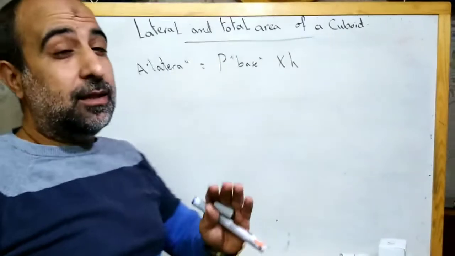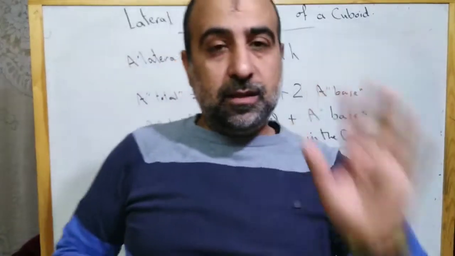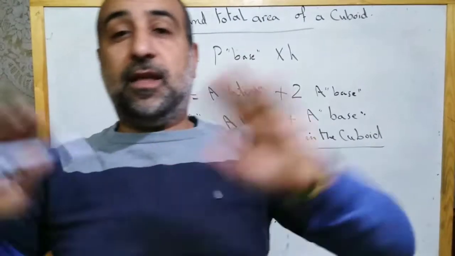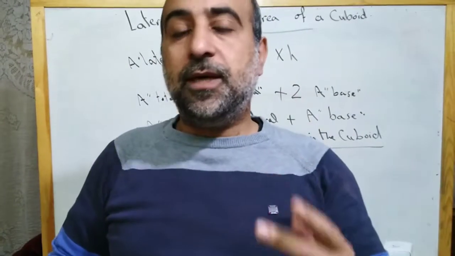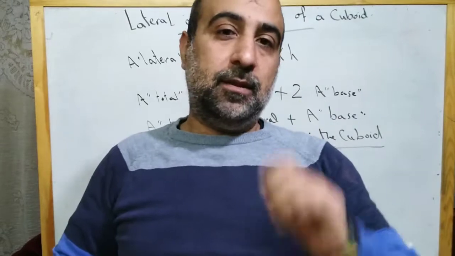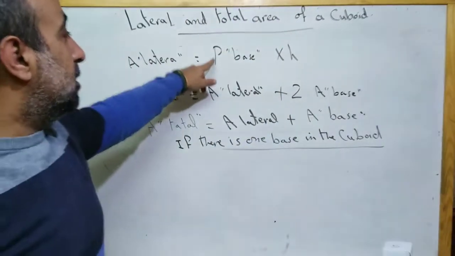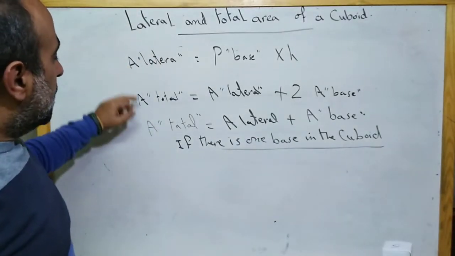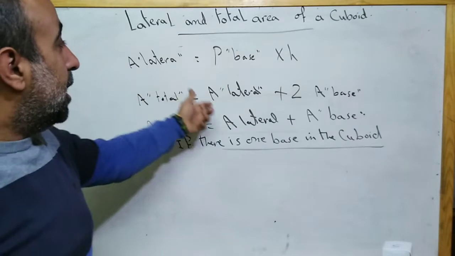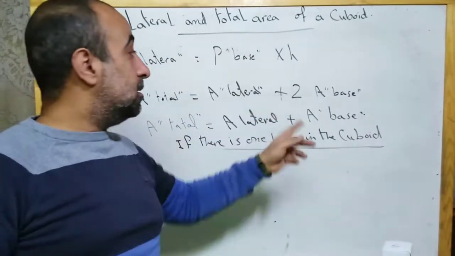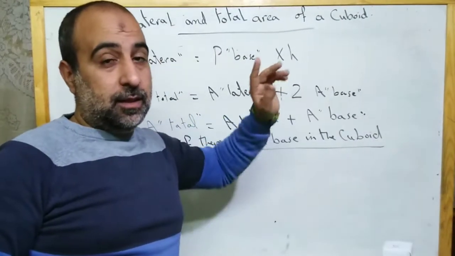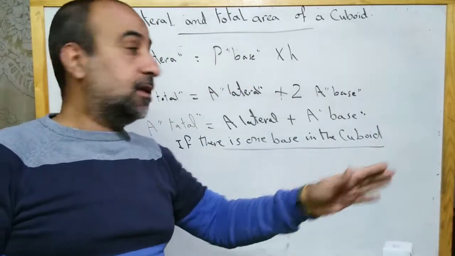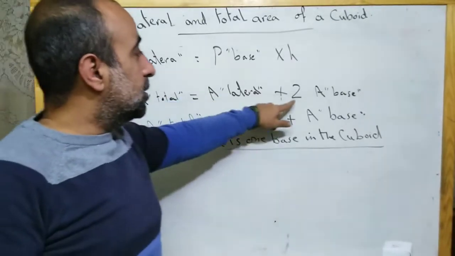Now, how can I find the total area? To find the total area of the cuboid, just find the lateral area and add the 2 areas of its bases. Just like the lateral area equals the perimeter of the base multiplied by height, as we just said, the total area equals the lateral area plus the 2 areas of the bases. The 2 bases are equal in area. If I have just one of them, I will find the second. Therefore, lateral area plus 2 areas of the base.